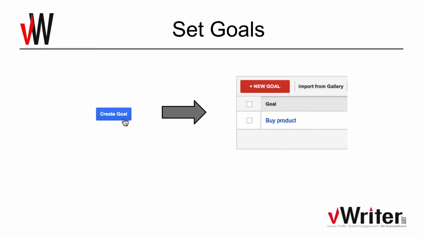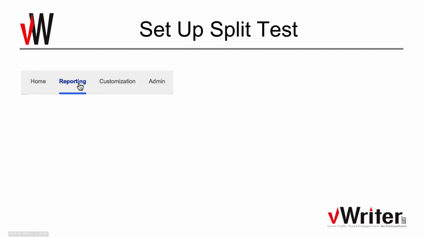So to create your goal, you click the Create Goal button, and you'll see it then listed there with you. So once you set up a few goals here, you'll have them all listed down for you. So let's get into how to set up the actual split test. Again, you'll be back on your Google Analytics control panel, so click Reporting this time at the top.